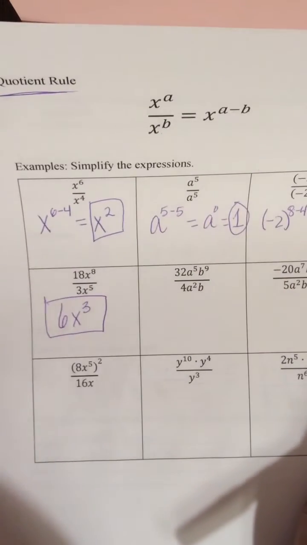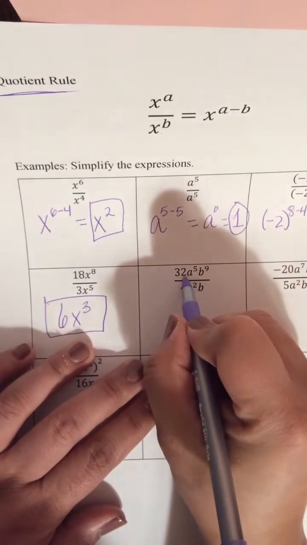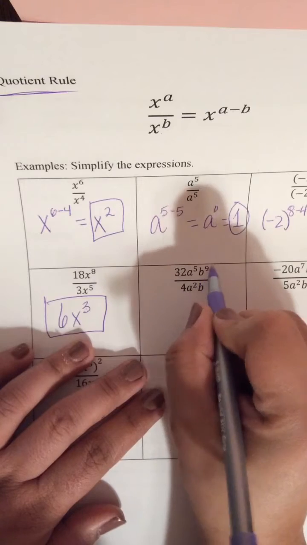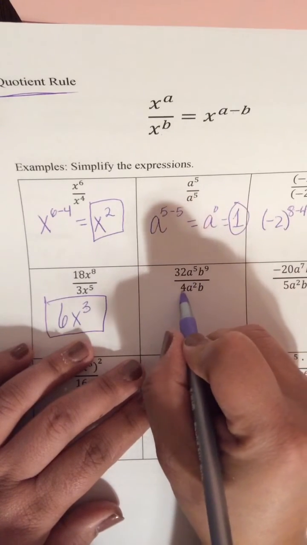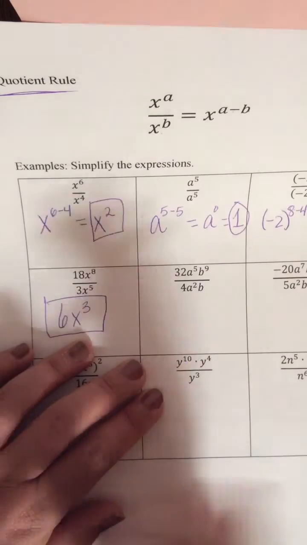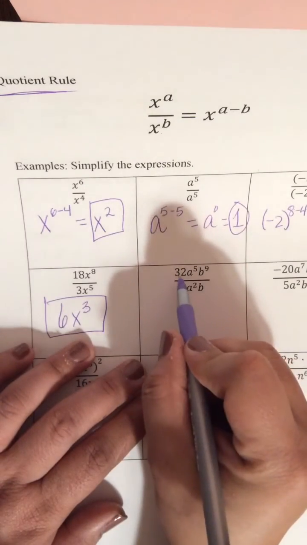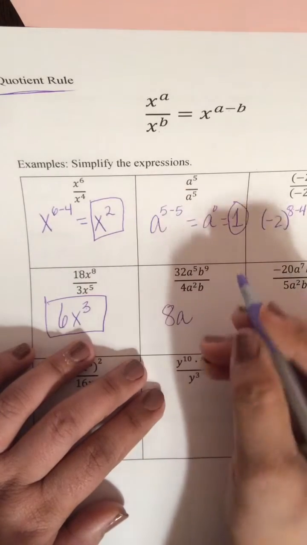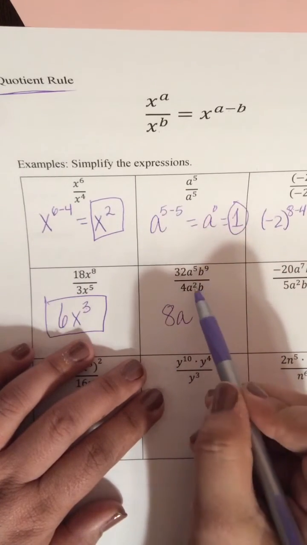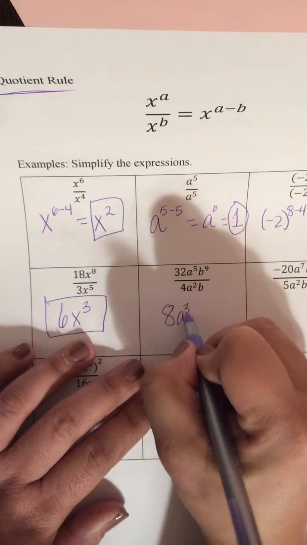We continue over here. 32, a to the 5th, b to the 9th, divided by 4a squared b. So 32 and 4 are coefficients. Those are the numbers in front of the variables. There, 32 divided by 4 is 8. We're going to subtract the exponents of a. So 5 take away 2 is 3.